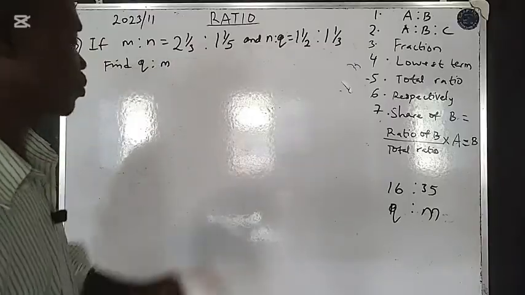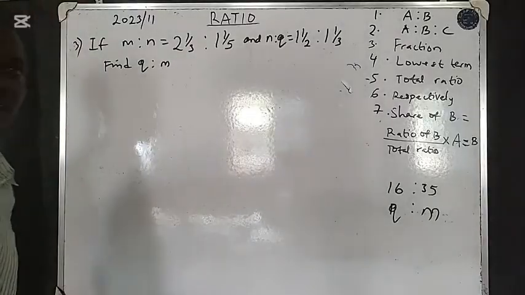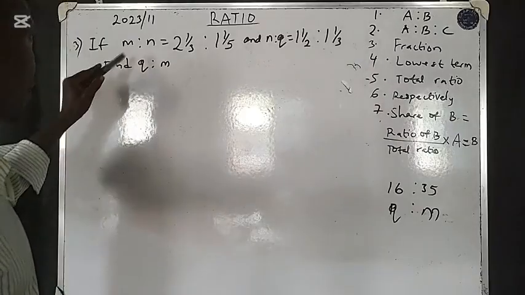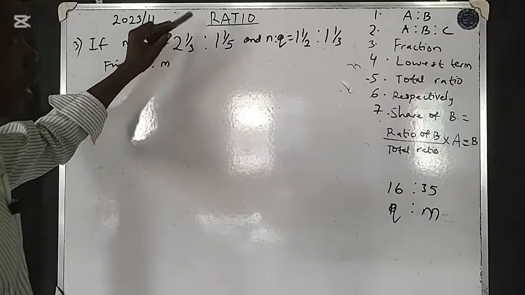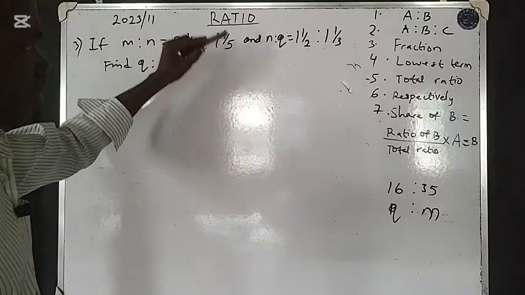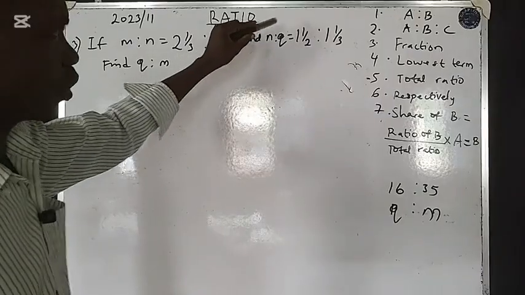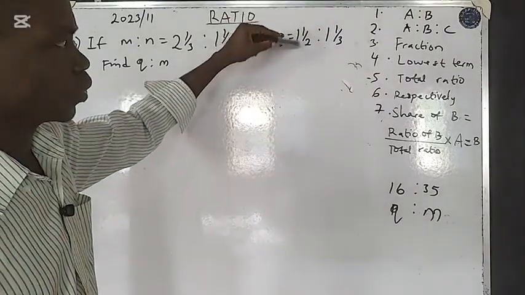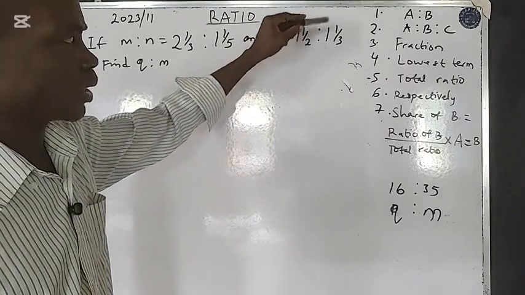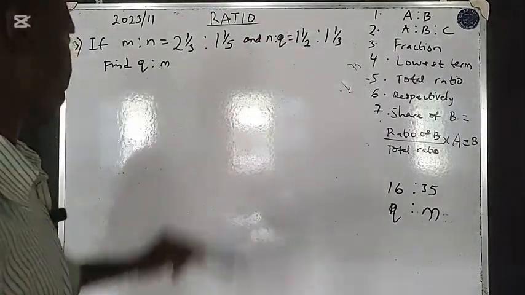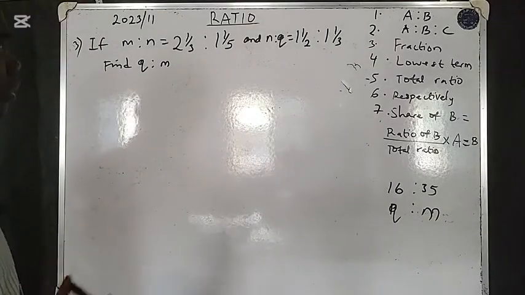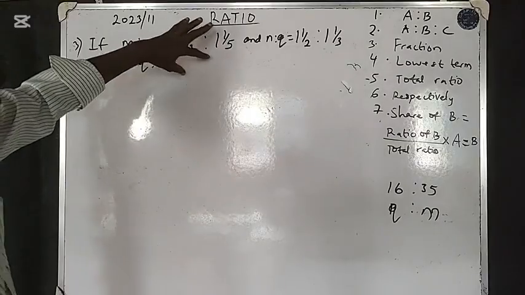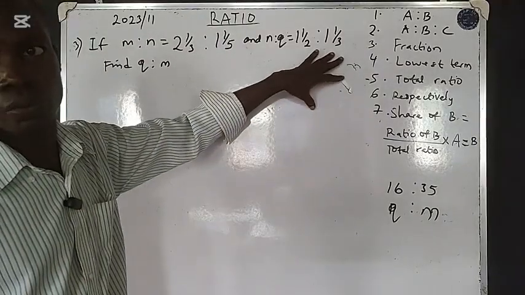2023 WAEC question number 11. If m ratio n equals 2 whole number 1 over 3, ratio 1 whole number 1 over 5, and n ratio q equals 1 whole number 1 over 2, ratio 1 whole number 1 over 3, find q ratio m. So with this question, we do the same thing. We take this one as equation 1 and this one as equation 2.